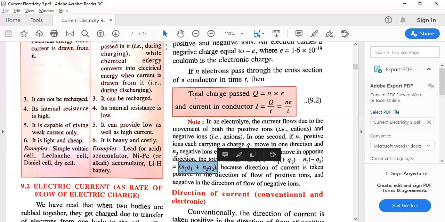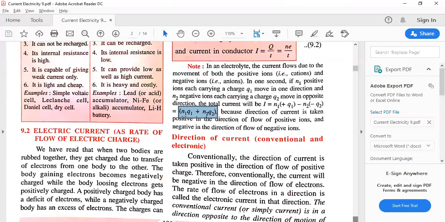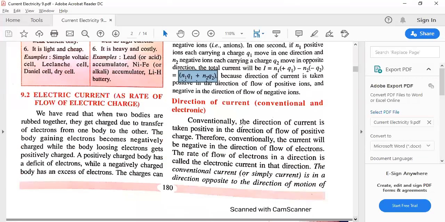Now, we already spoke, the flow of electrons is always from the body which has excess electrons, and it flows to the body which has a deficit of electrons. Now let's understand the conventional current and electronic current. Conventionally, the direction of current is taken positive in the direction of flow of positive charge.